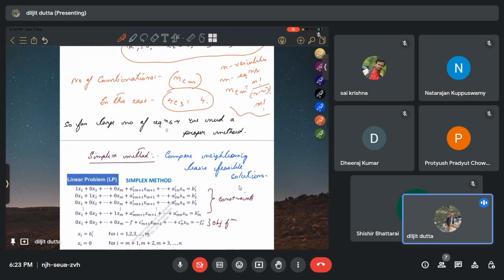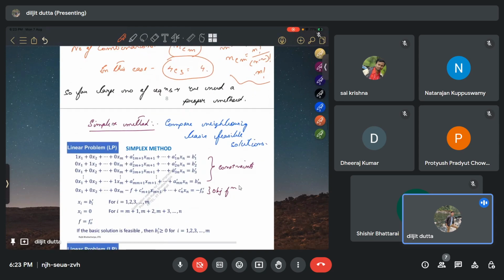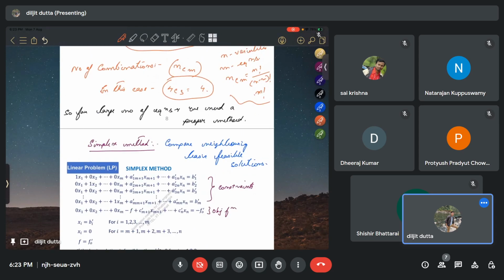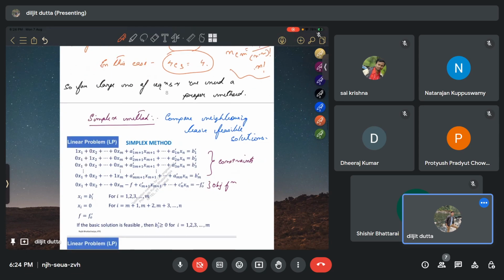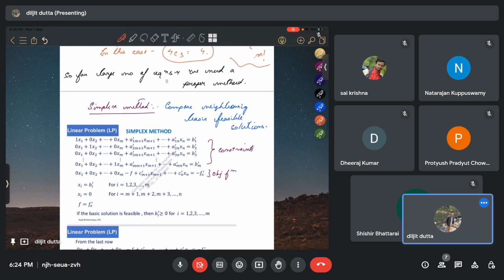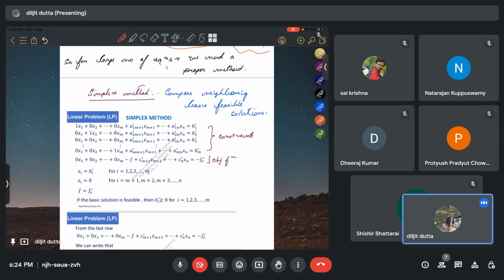Okay, so now we'll proceed to the simplex method. The simplex method is an optimization method for linear programming. It was developed by G.B. Dantzig in 1963. The main concept of the simplex method is to compare the neighboring basic feasible solutions in an efficient way, that is, not complicating things too much. So this is a way of getting an optimum solution.